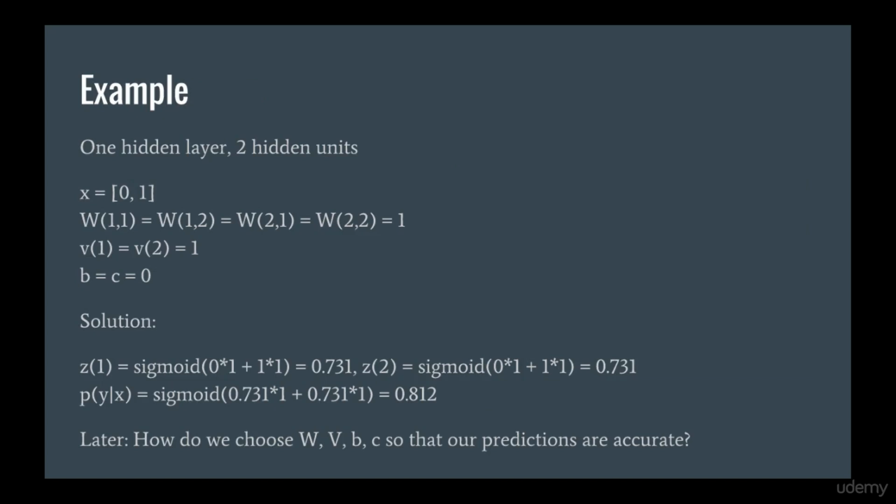Let's do a numerical example. Our inputs will be x1 equals 0 and x2 equals 1, or we can just express this as a vector like this. All of our weights will be 1 and our biases will be 0. First, we need to calculate the z's. That will give us z1 equals 0.731 and z2 equals 0.731. They are the same since they both take in the inputs 0 and 1 and all the weights are the same. Next, we calculate the output y. That will give us 0.8. Later on in this course, we'll see how to choose the correct weights and biases so that the neural networks we build can perform accurately.